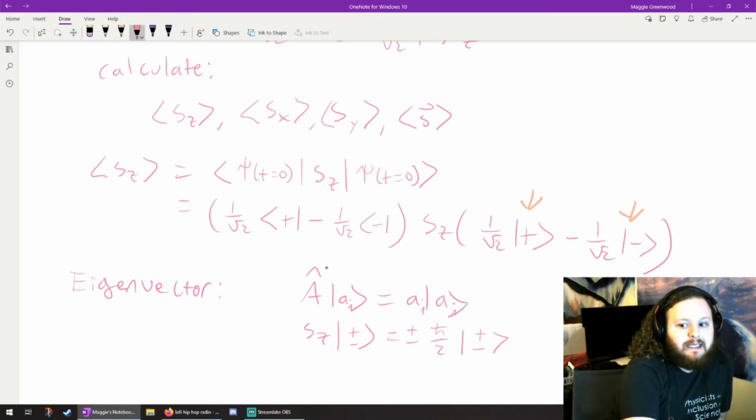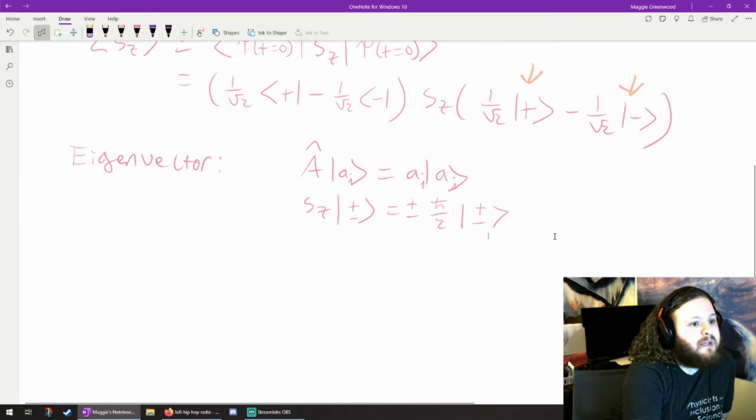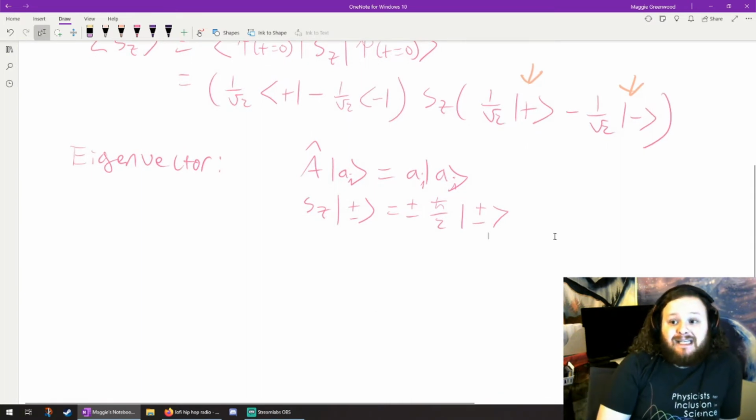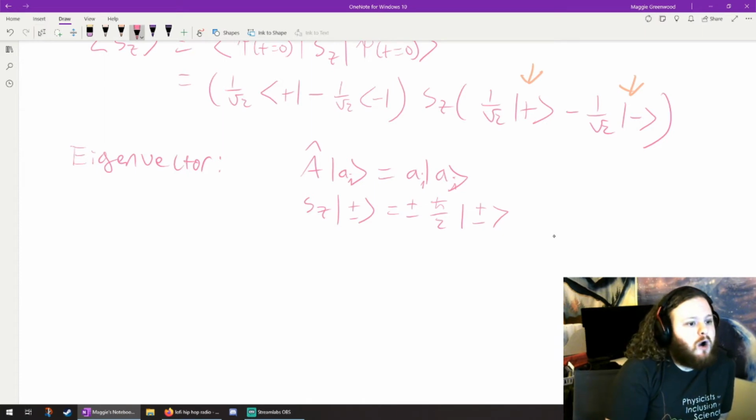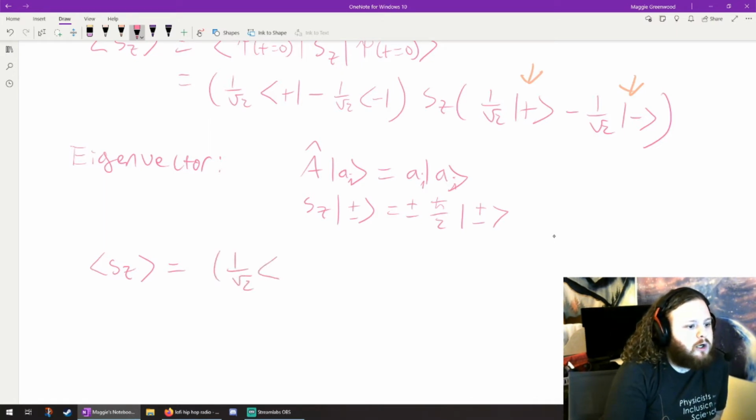So now I can continue here because I know the action of this operator SZ on the respective kets that are in this sum. So SZ acting on plus is going to give me plus h bar over 2 times plus back. SZ acting on minus is going to give me the same thing with a negative sign out front. So I can continue writing my expectation value for SZ now. And that expectation value now looks like everything with the bra over here hasn't changed.